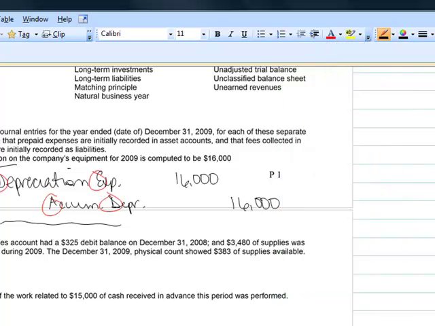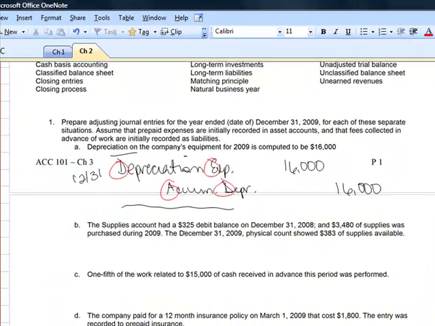All right. B, we have the supplies account has a $325 balance on December 31st, and $3,480 of supplies was purchased during 2009. The December 31st physical count showed $383 of supplies available. Okay, so remember that all those supplies went into a cabinet, and now it's the end of the period, and we need to go ahead and do a physical count, actually go to the supplies cabinet and count.